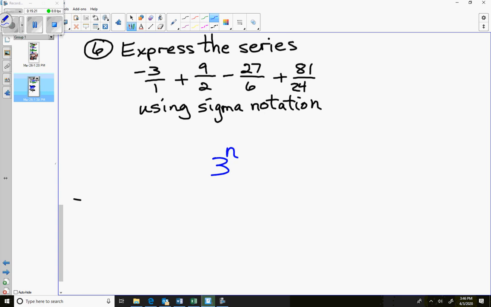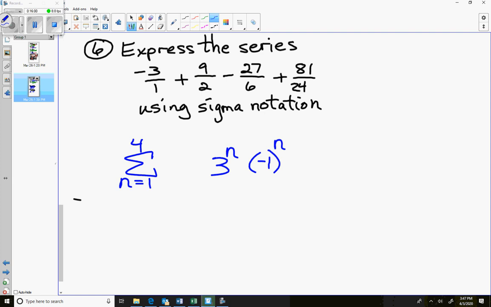Hopefully you're seeing they are all 3 raised to a power. 3 raised to the first power, 3 raised to the second power, 3 raised to the third power, 3 raised to the fourth power. Well, that was nice. So that would lead towards thinking 1 to 4. What about the signs going negative, positive, negative, positive? Well, we talked about that before as well. That's simply going to be a -1.